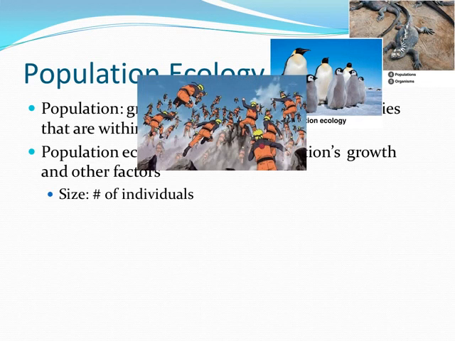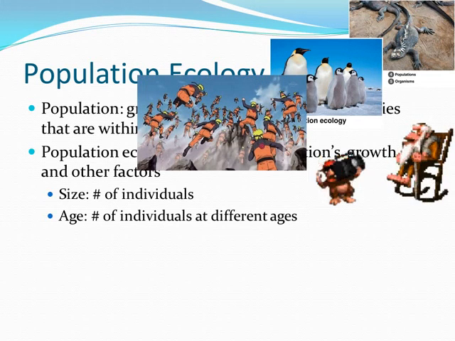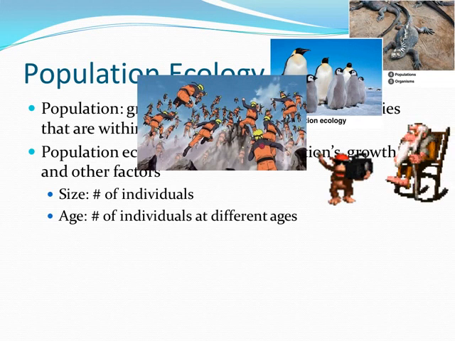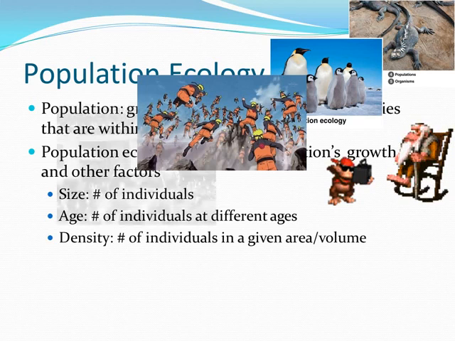So when we're talking about population ecology, we're looking at the size of the population. So how many individuals are in that population? Okay, so here we have a picture of Naruto with his replication. And then we're not only looking at the numbers of individuals inside of the population, but also the age groups within that population. So how young or how old the individuals within that population are.